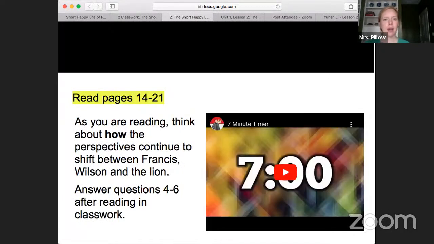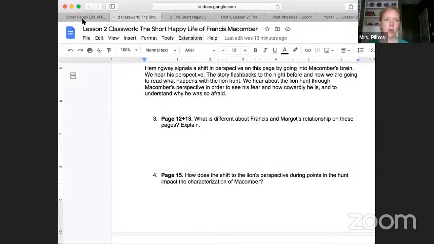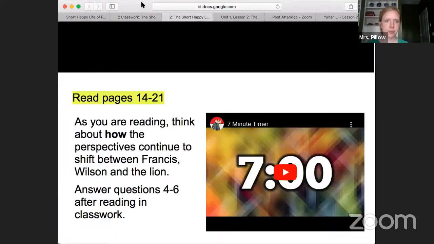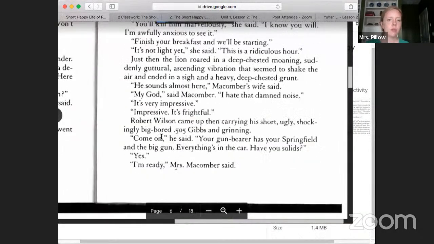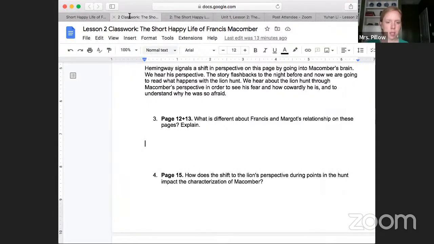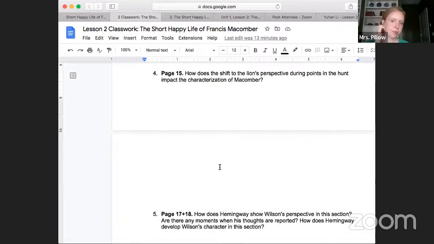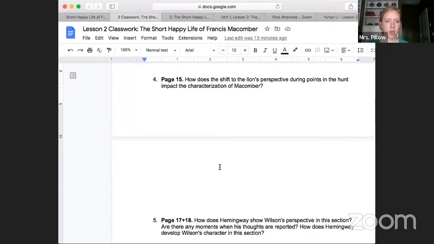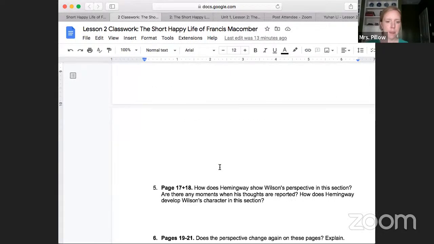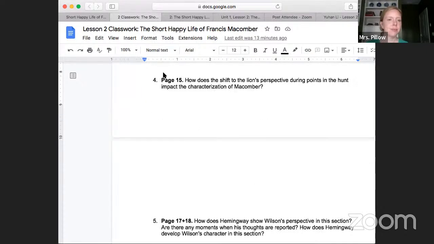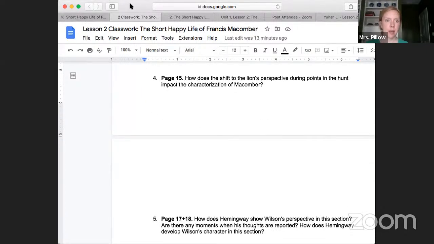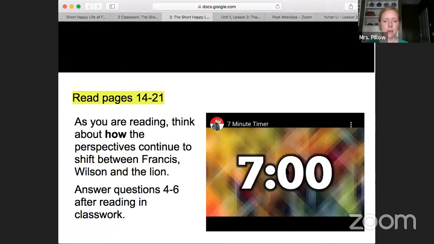I had us reading kind of a large chunk, but since it's just me and you, we can read together. Well, let me ask, do you prefer reading together or reading by yourself? By yourself? Yeah. Okay. So I'm going to have you do question number 4. Actually, let's do 4 and 5, okay? And just read through page 18. So the perspective's gonna shift a couple more times. So reading through page 18 and then 4 and 5, and I'll put 7 minutes on the clock for this one.